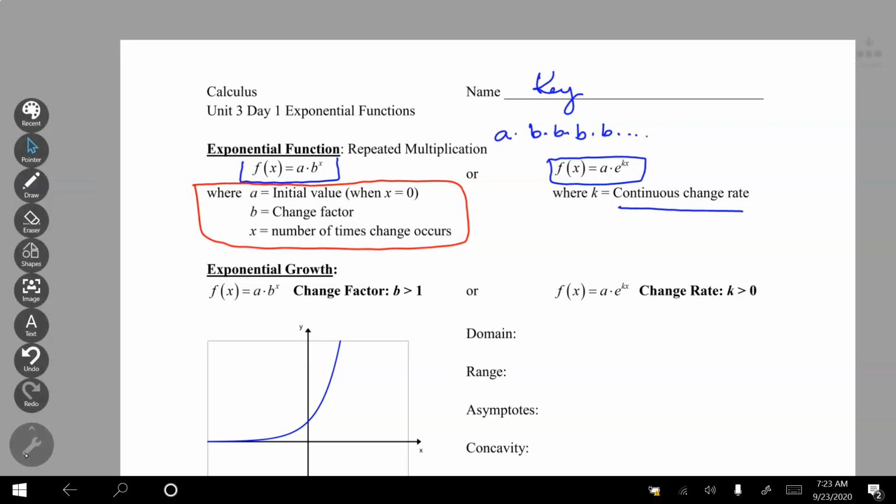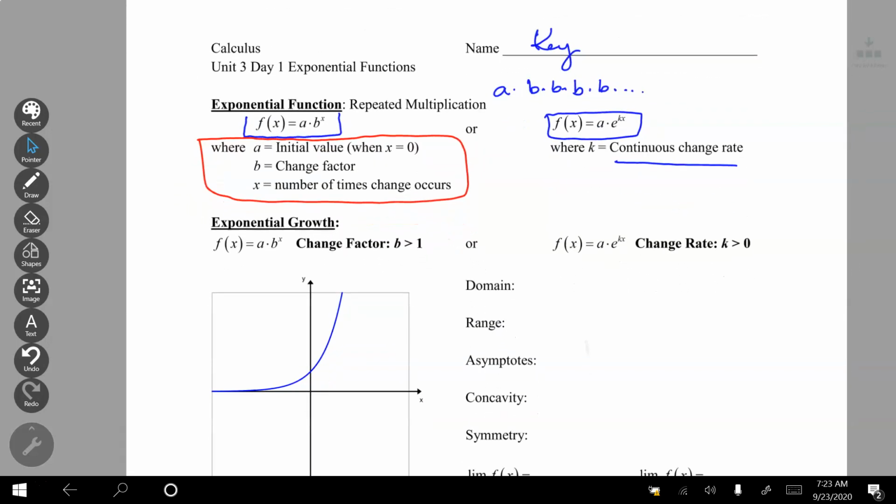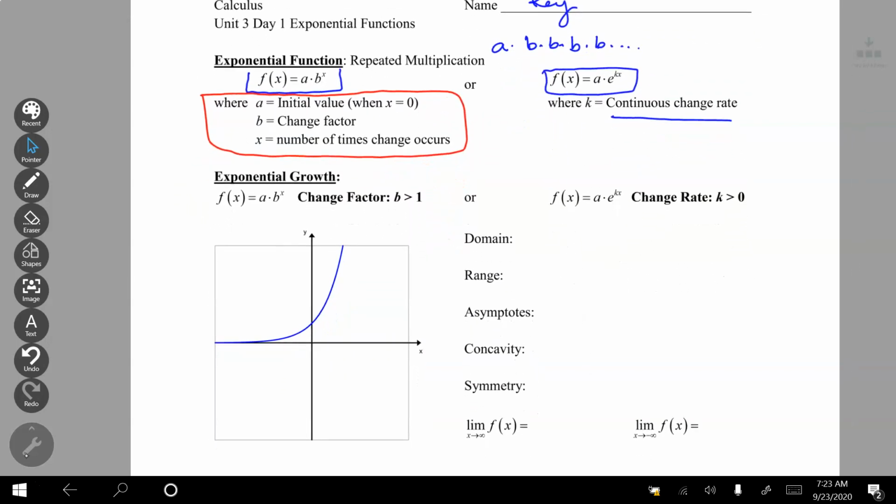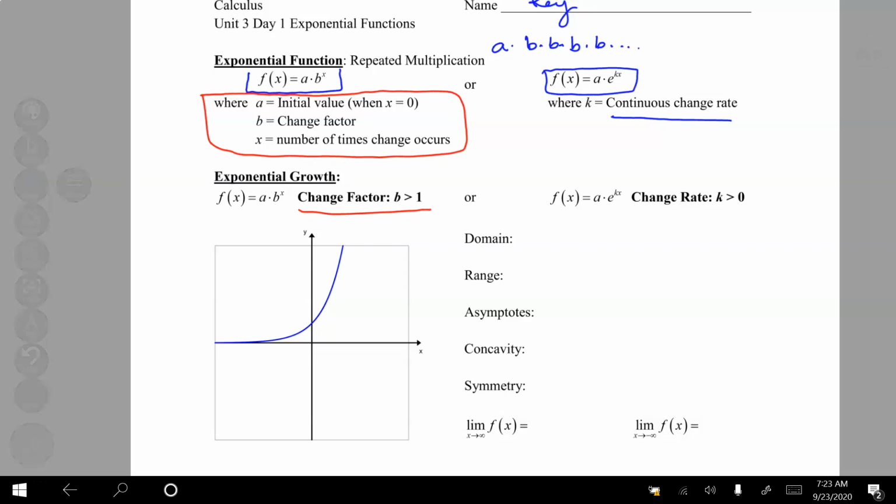An exponential growth graph has to have b greater than 1. That means my multiplier is bigger than 1. I don't care if you multiply by 1.01, if something's going to grow. Or if I do the continuous one, it is when k is a positive value. E to the 0 is 1, so e to any positive value is going to be bigger than 1.